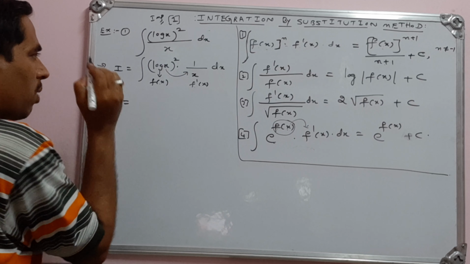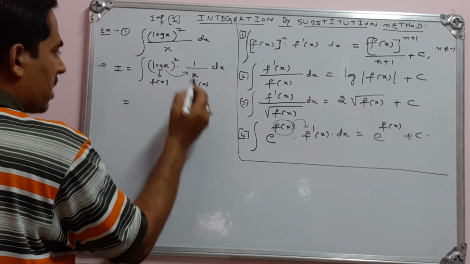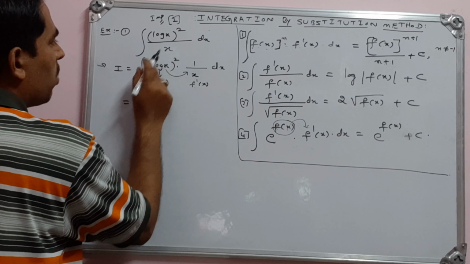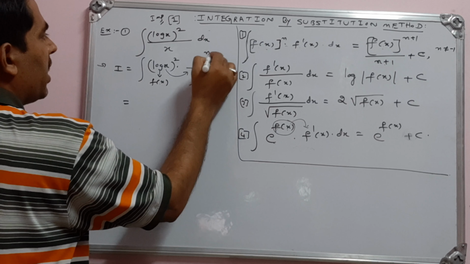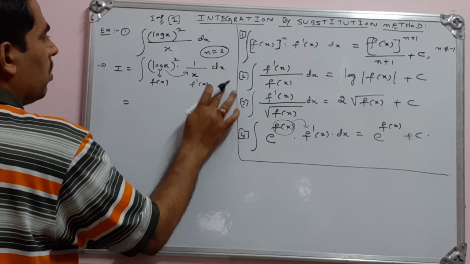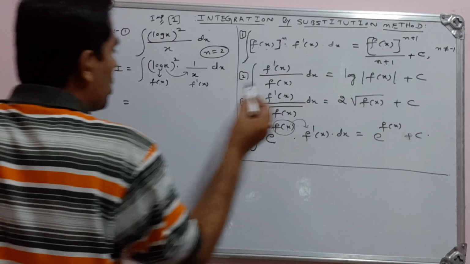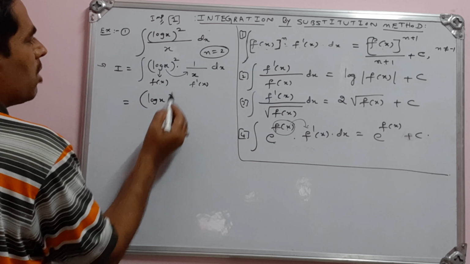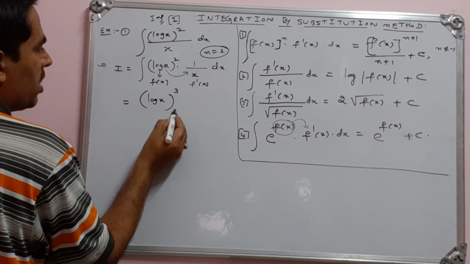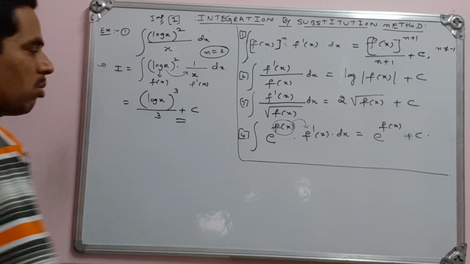Therefore, my answer should be what? So here f of x is log x, f dash x is 1 by x, and we need only this one. See, f of x whole to the power of n. So in this case, let me write it here. n is what? 2. Power is 2. So what is the form here? See, f of x whole to the power of n plus 1. What is f of x? It is log x. Whole to the power of n is what? 2. 2 plus 1 is what? 3. Divided by n plus 1, that is 3, plus c. So my answer is over.